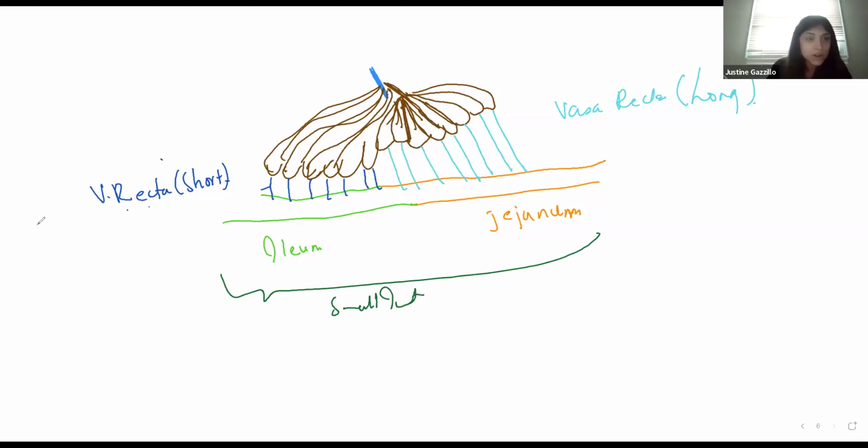Okay. So the vasa recta branches off the superior... Exactly. How do you say that word? Mesenteric. Mesenteric artery. Yes.